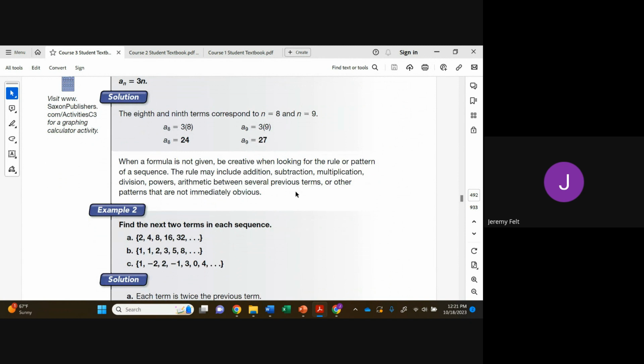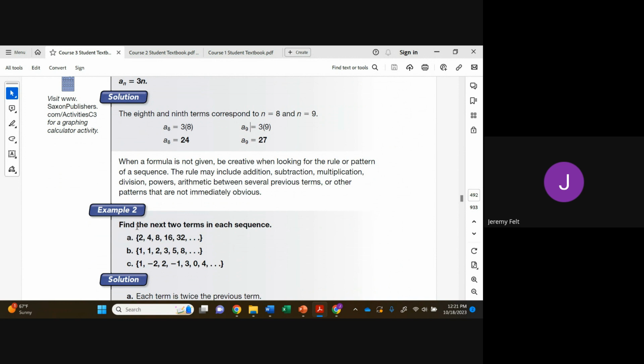When a formula is not given, be creative when looking for the rule or pattern of a sequence. This is where it may take you some guess and check, or really looking at it to try and figure out what's going on. Sometimes you can see it right away. Other times you think you have it, and then the third or fourth or fifth term doesn't work out to be true. So you got to kind of just look at it and figure out what's going on. It's always easier, at least in my opinion, to have the rule and try and find the sequence versus being given the sequence and trying to work backwards to find the rule. But it is something that we can do.